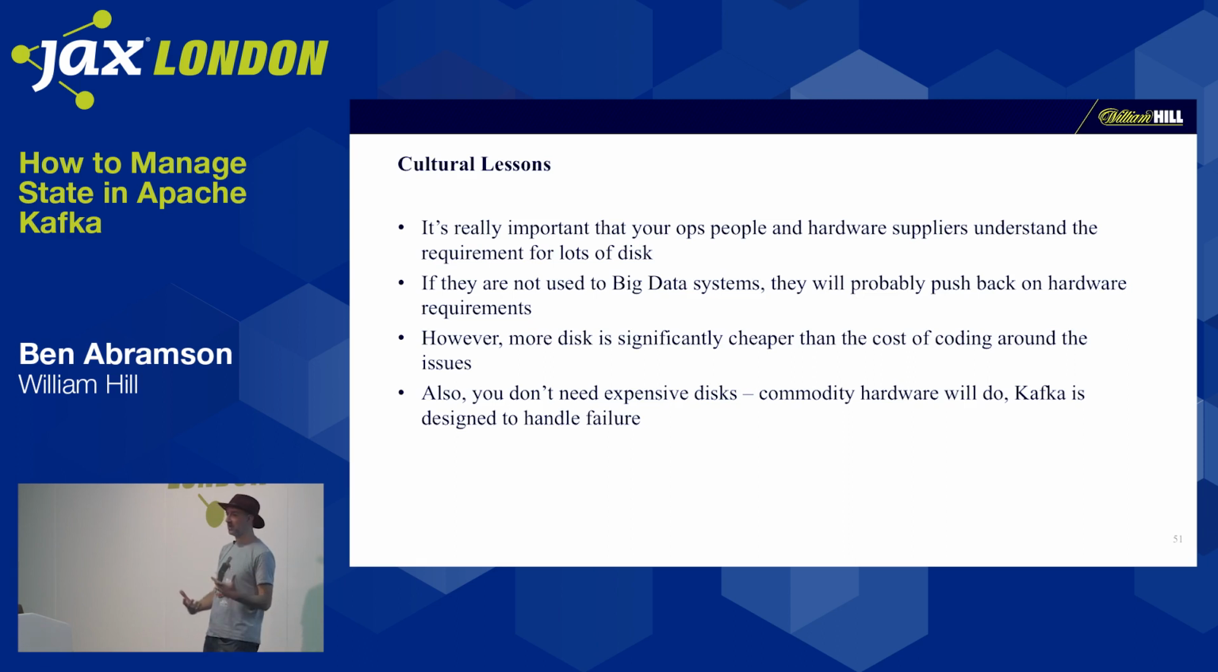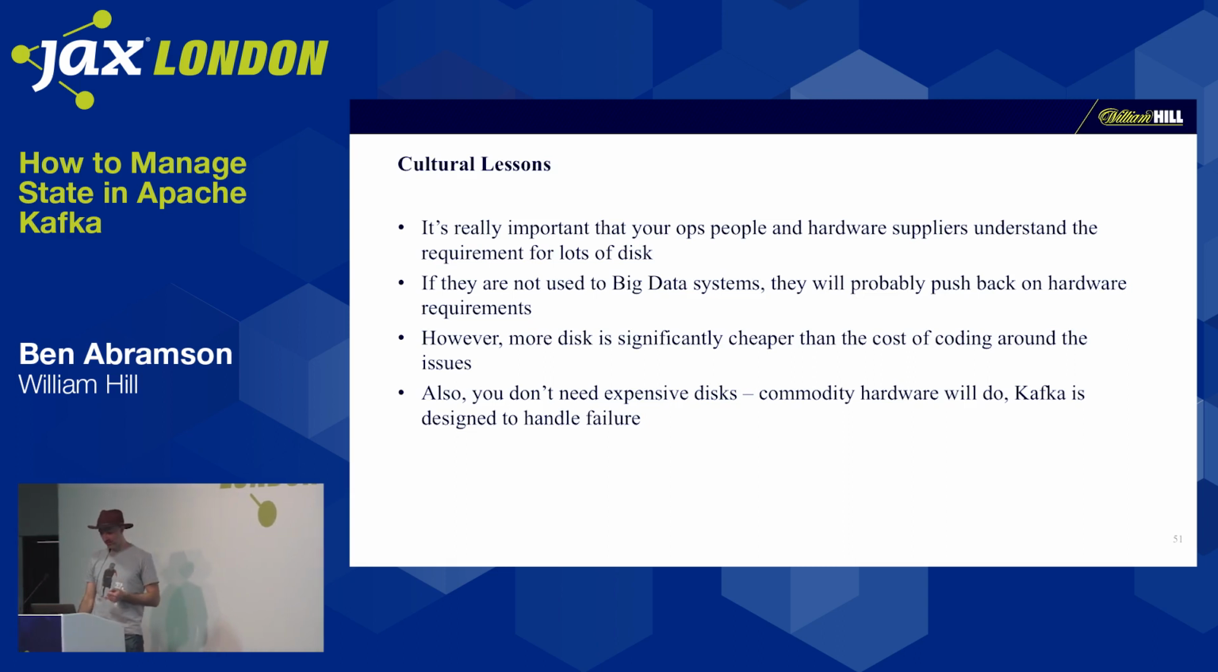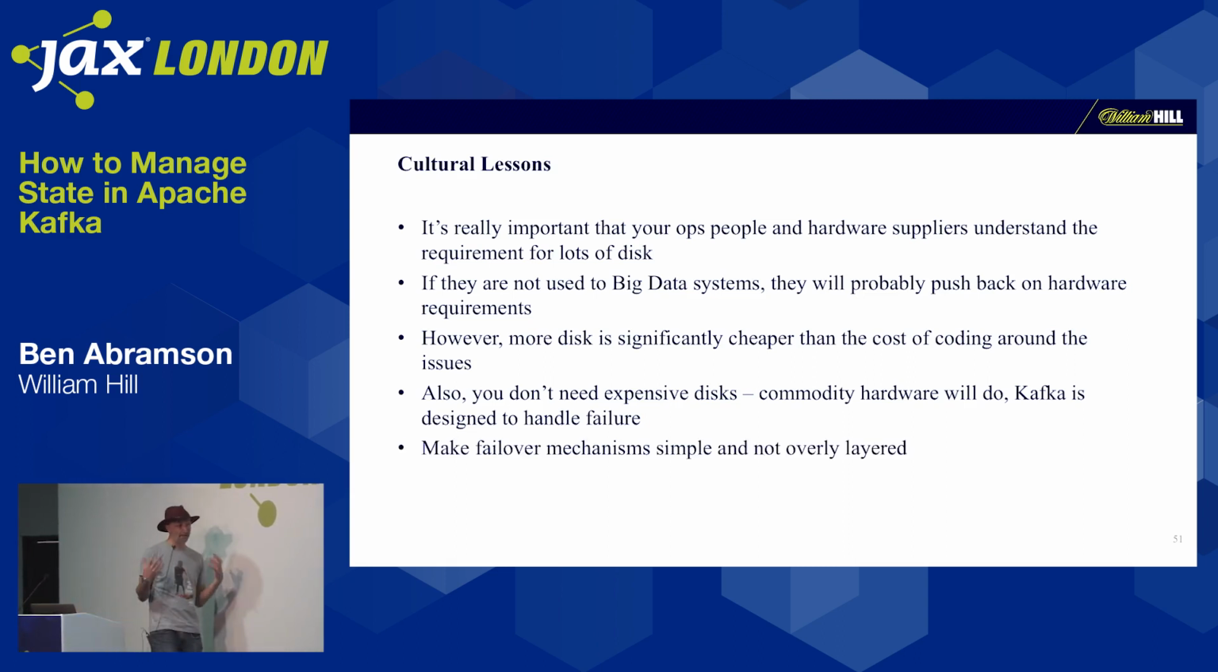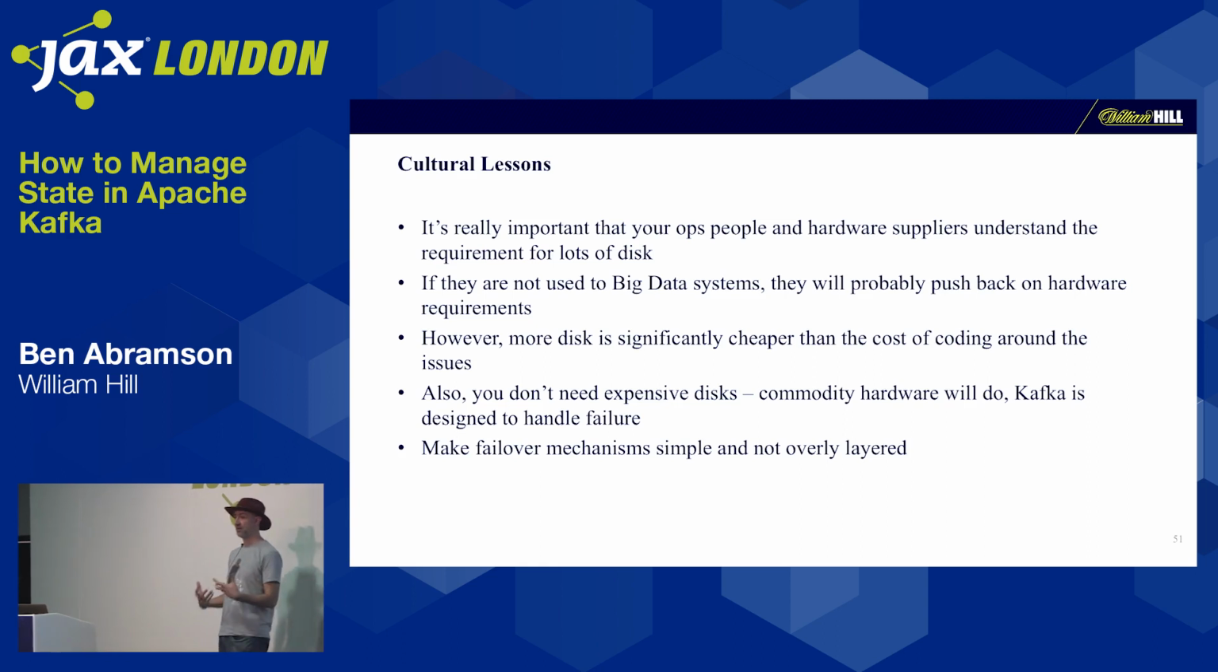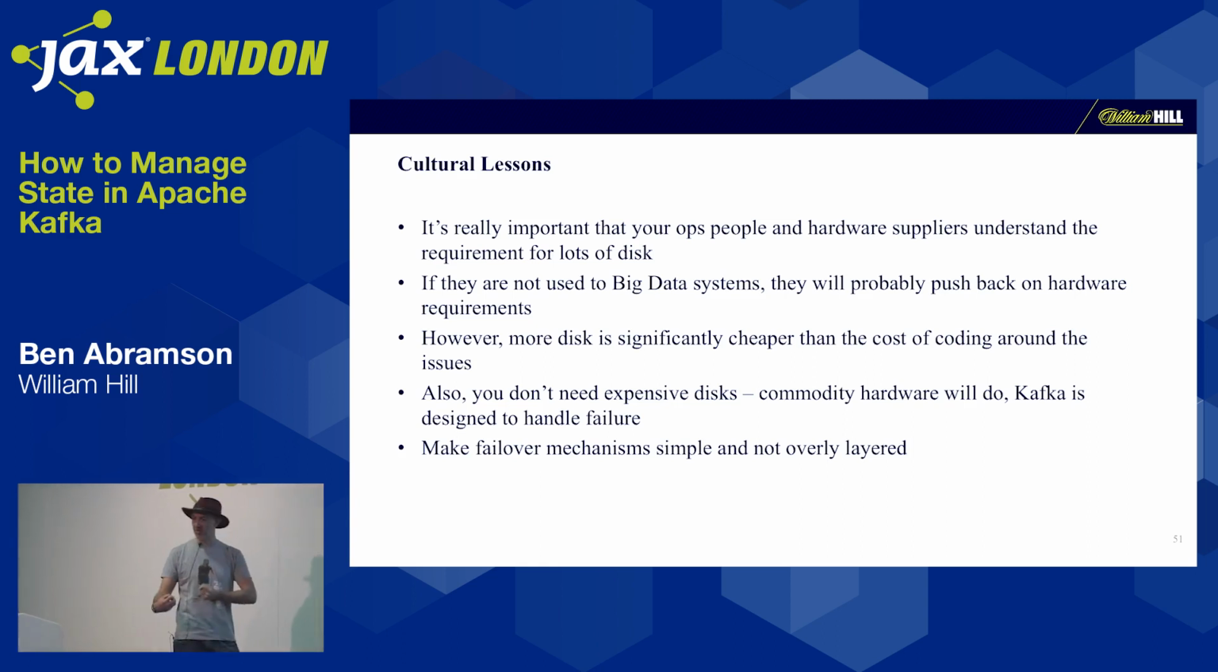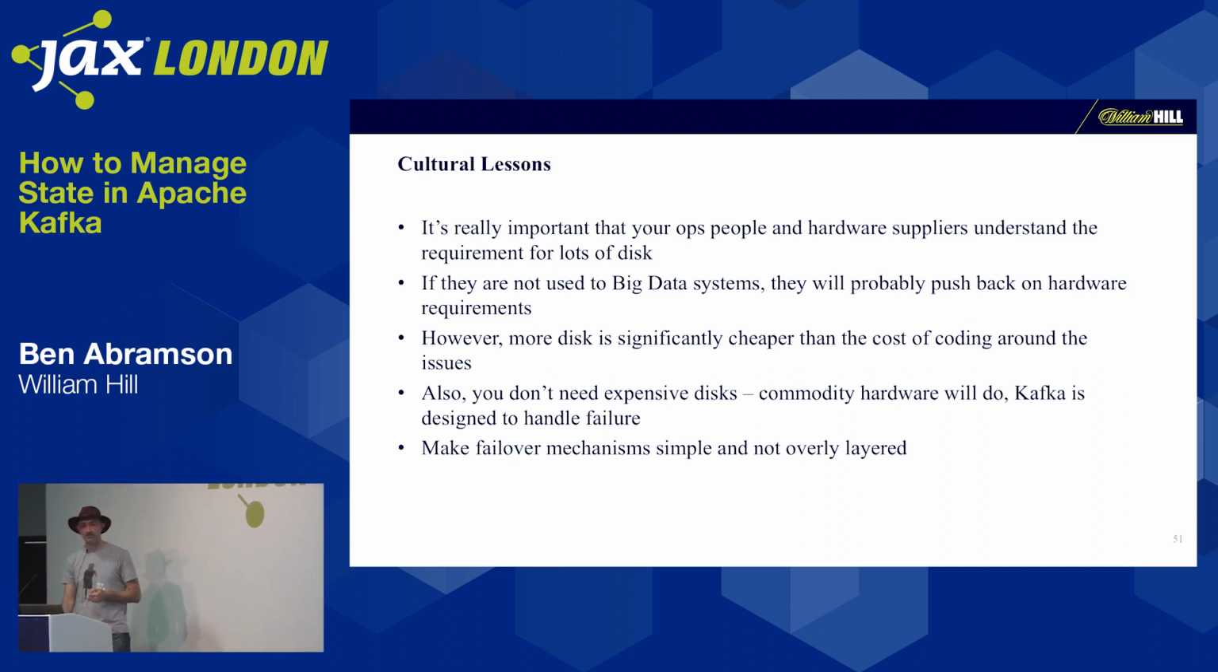So if your ops people are telling you that you've got to spend weeks and weeks and weeks coding around issues caused by not enough disk, you need to point out that the cost of your team until lunchtime would pay for those disks many times over. So you really need to get that cultural lesson across. And also, make your failover mechanisms simple and not overly layered. Because if you've got loads and loads of things trying to manage that failover, that might seem super safe. Yeah, I've got this and this and this and this. You tend to find they conflict. And even if they don't conflict, you can't necessarily see the wood for the trees. You can't see what's falling over, what's trying to restart, and it becomes very difficult.